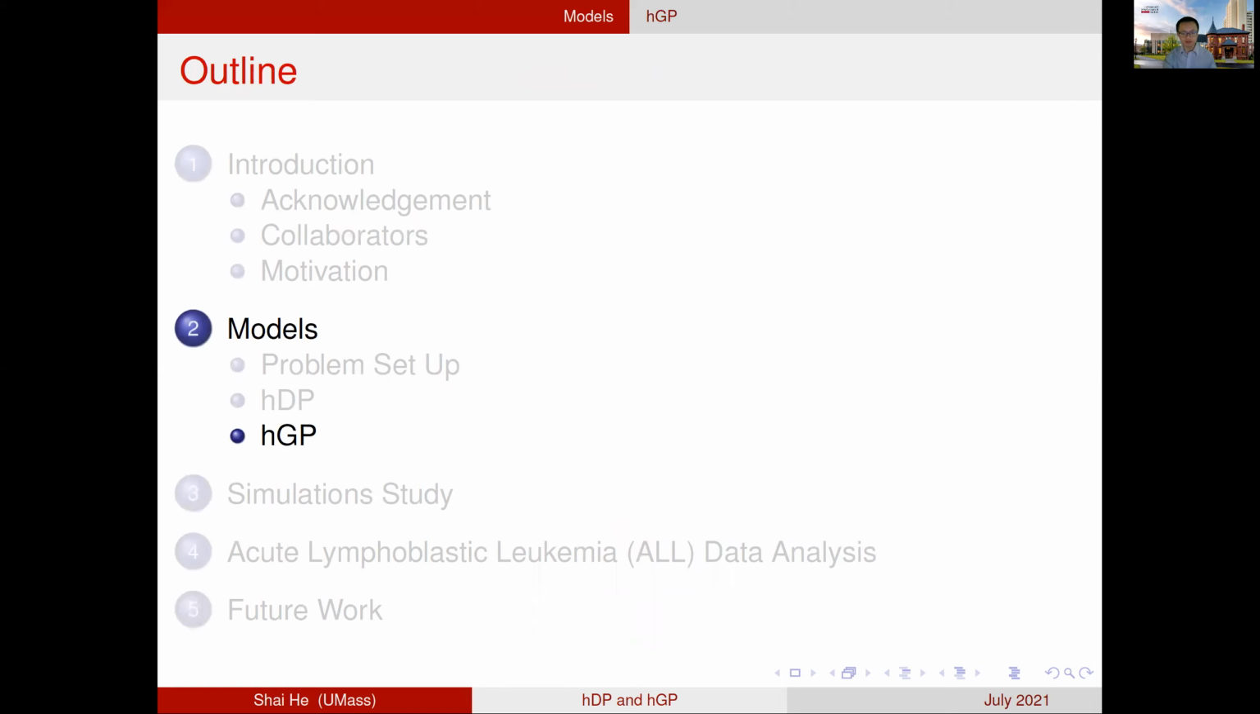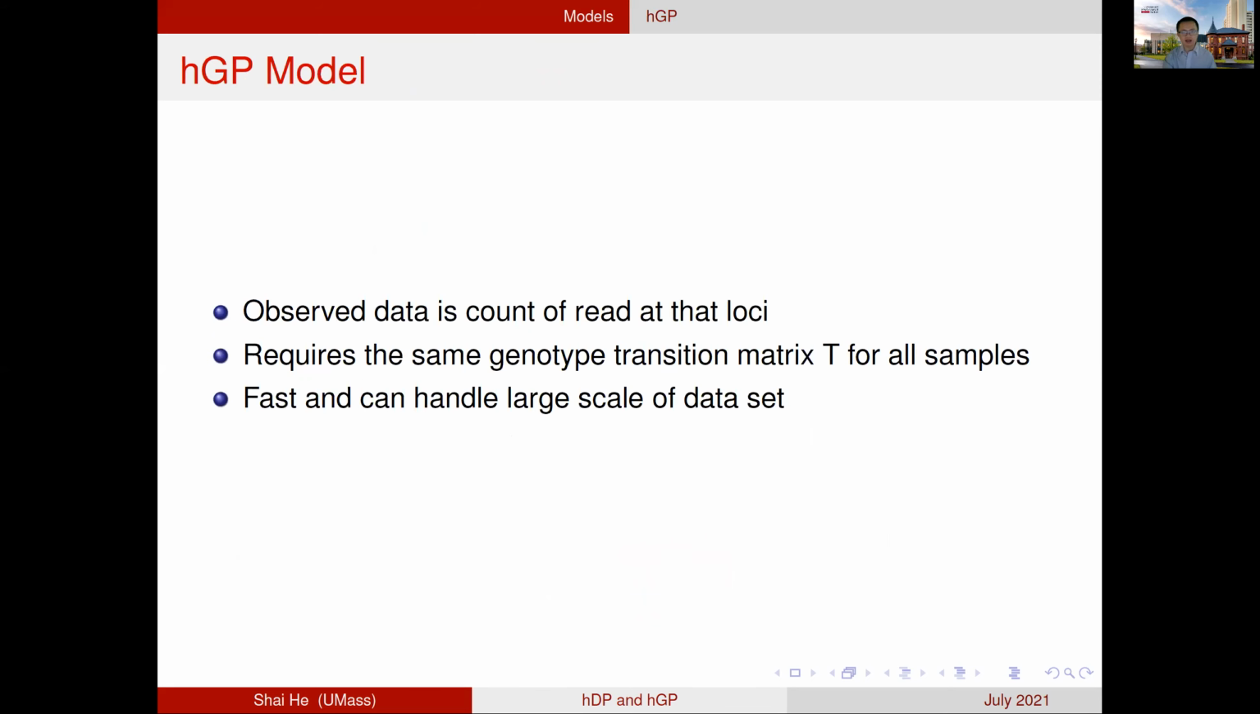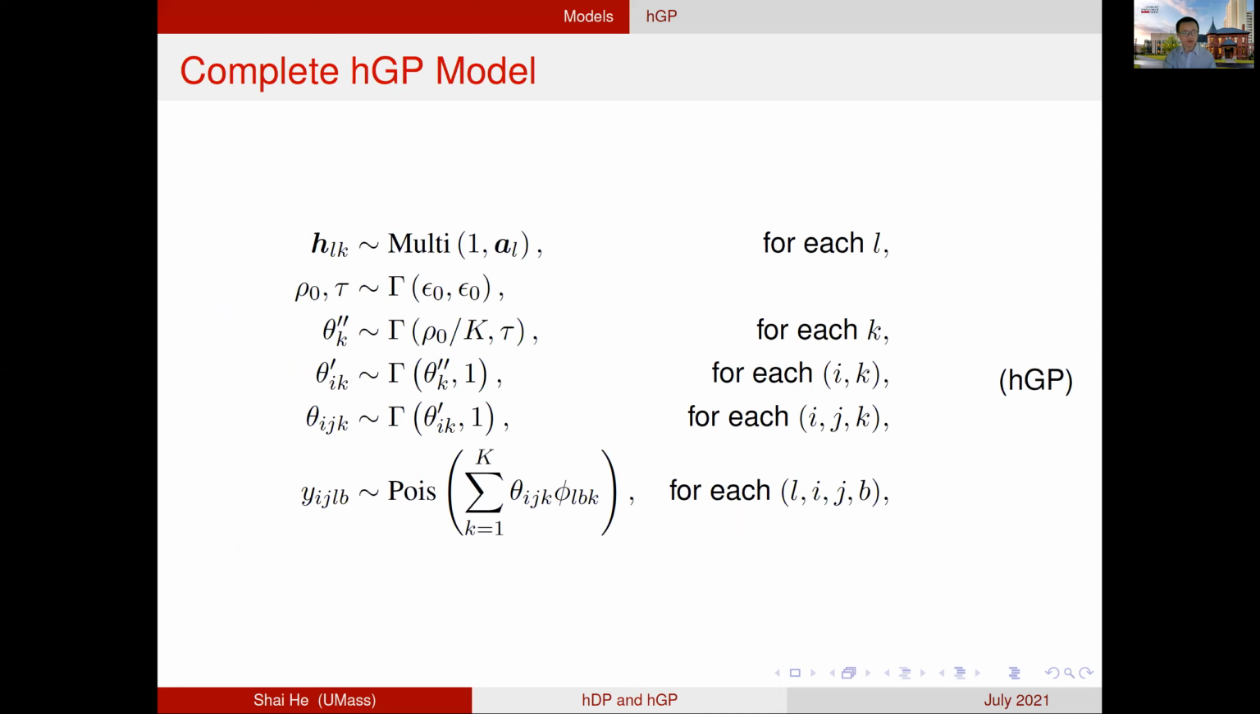HGP is a little different. We count the reads of the data, and thus the observed data is the count of the reads at each locus. It requires the same transition matrix for all samples, but it can handle larger scale data sets. So here is the complete HGP model. As we can see, we use a gamma distribution instead of the Dirichlet distribution as hierarchy, and observe the data from a Poisson distribution at last.